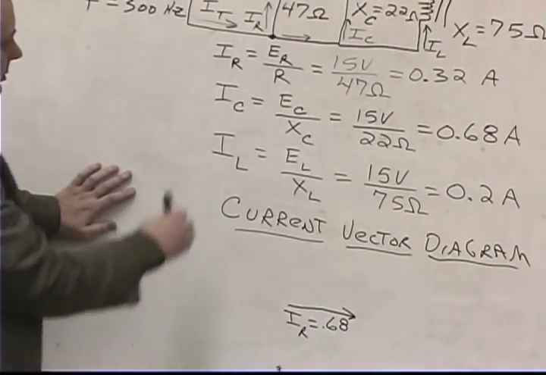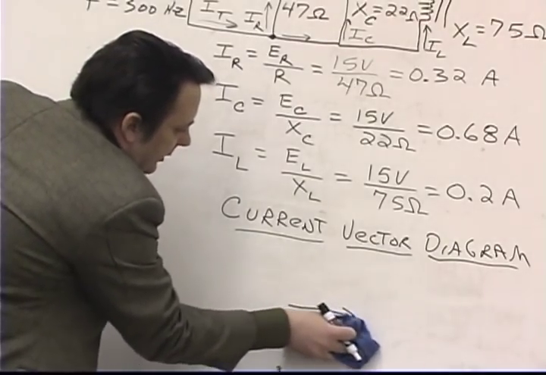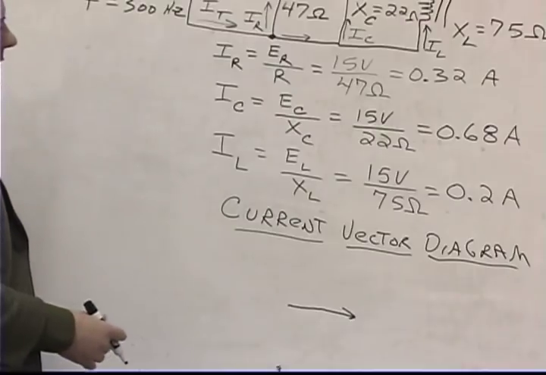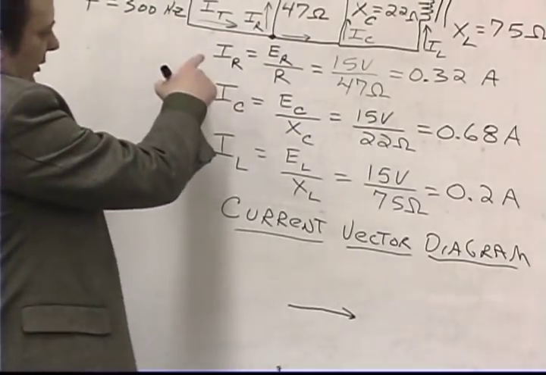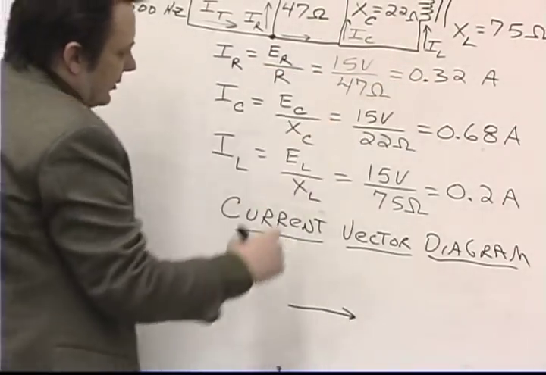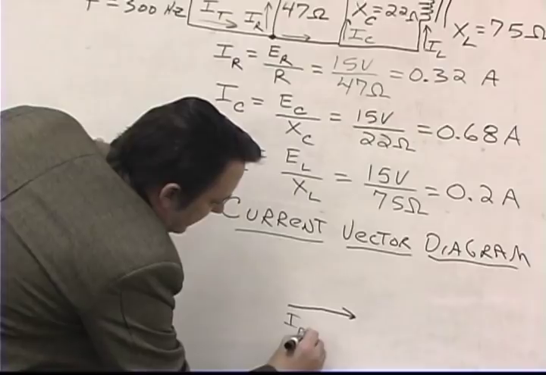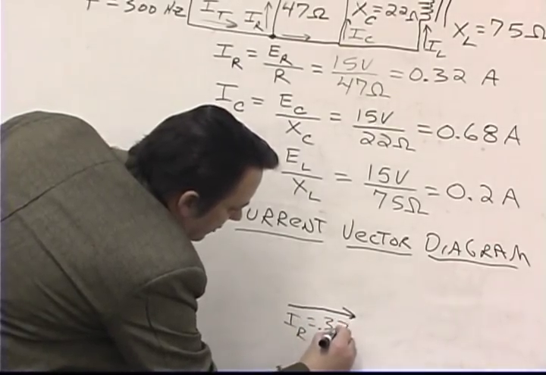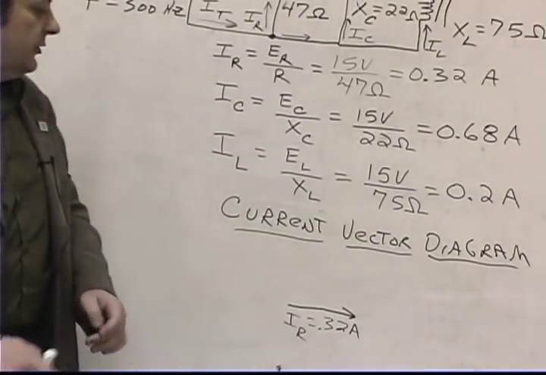Oh, I'm sorry. Thank you. I was looking in the wrong spot. Wouldn't that be beautiful to get on tape? All right. So the current flowing through the resistor is 0.32 amps. Thank you for my oversight there.